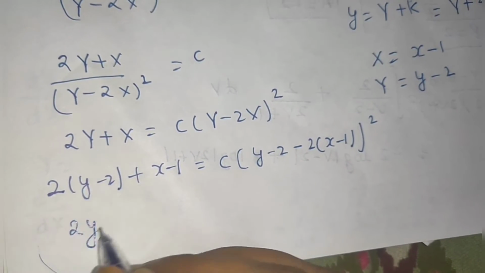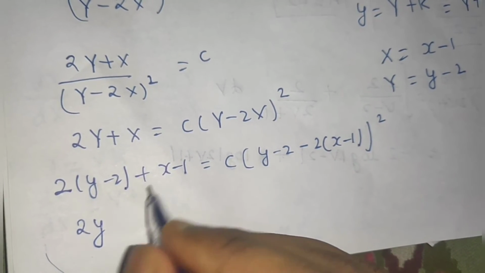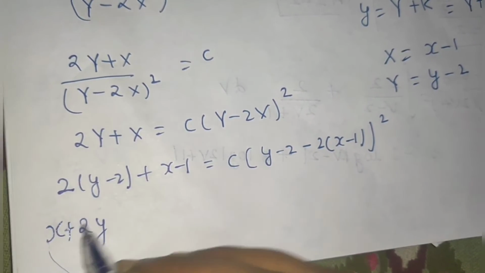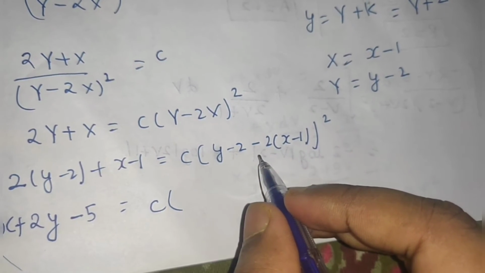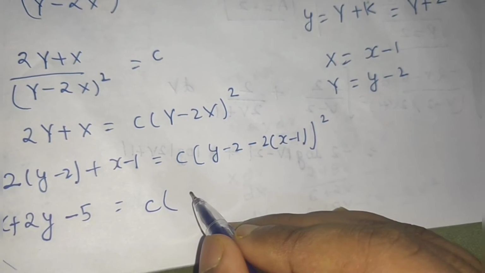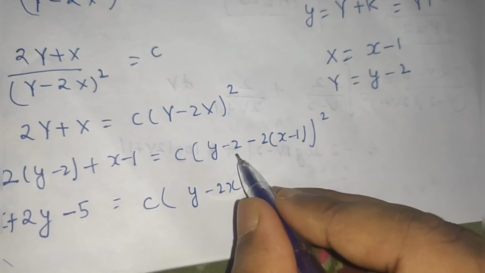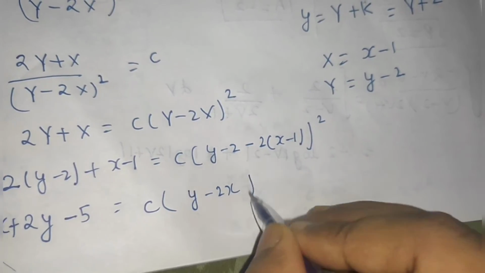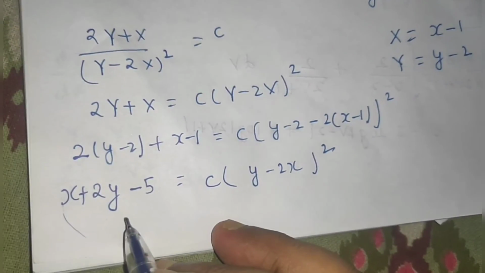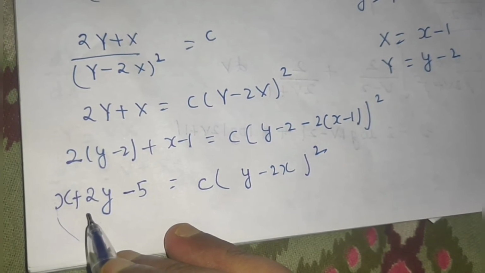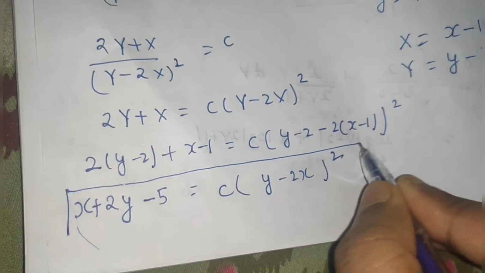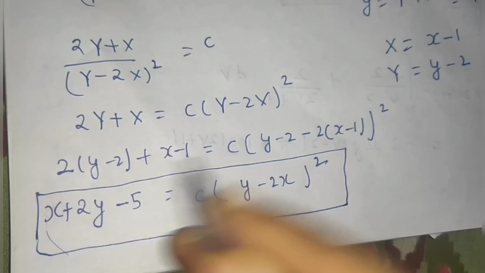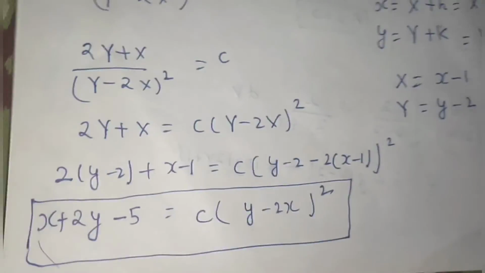So 2y minus 4 minus 1, that is minus 5, and I have an x also. So x plus 2y minus 5 equals c times (y minus 2x), and minus 2 plus 2 becomes 0. So I am getting this finally: x plus 2y minus 5 is equal to c times (y minus 2x) whole square. Okay, so again, as usual, it was lengthy.